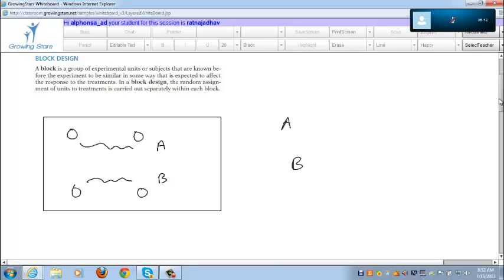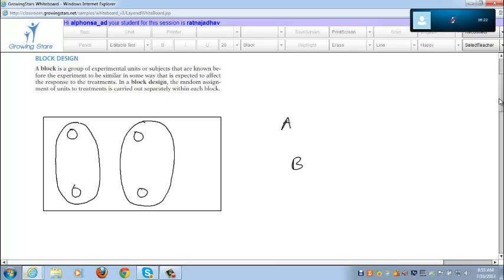So what we do is first study the soil condition. Suppose we see that these 2 plants have the same soil condition, and these 2 plants have the same soil condition. So these are blocks. This is the first block. This is the second block. Within each block, there are experimental units that are similar in some way that will affect the response. That's given here. A block is a group of experimental units or subjects that are known before the experiment to be similar in some way that is expected to affect the response to the treatment.